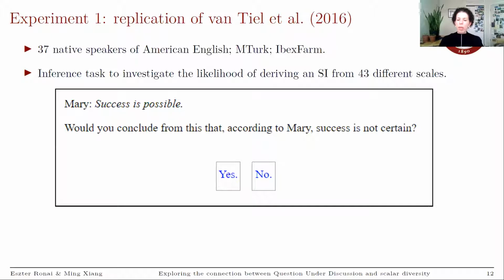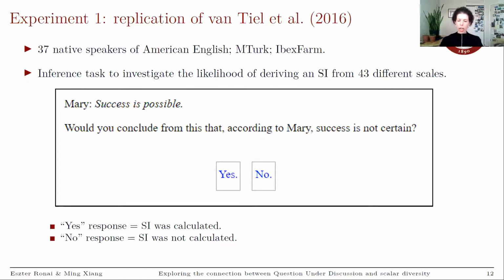This image shows you an example of a trial that an experimental participant would have seen. Participants were presented with a sentence uttered by this person, Mary. For instance, "Success is possible," says Mary. And then the participants were asked the following: would you conclude from this that according to Mary, success is not certain? So this is getting at the possible-certain scale. And participants had to respond with a yes or no answer.